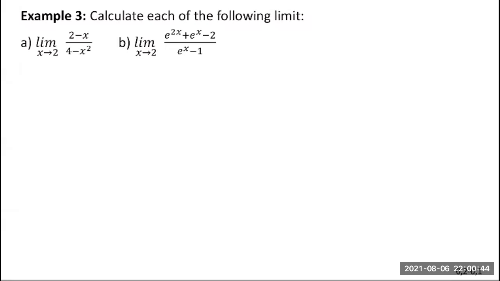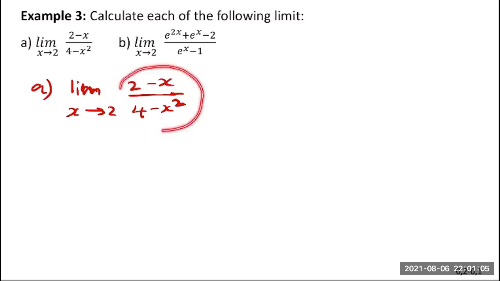Calculate the limit. This is an easy problem. This is clearly the cancellation law, right? Let's work on these two examples. Limit as x approaches 2 of (2 minus x) divided by (4 minus x squared). As you can see, you cannot straight away plug in the limit, because you get 0 over 0, which is undefined. So that's where the cancellation theorem is going to help us.